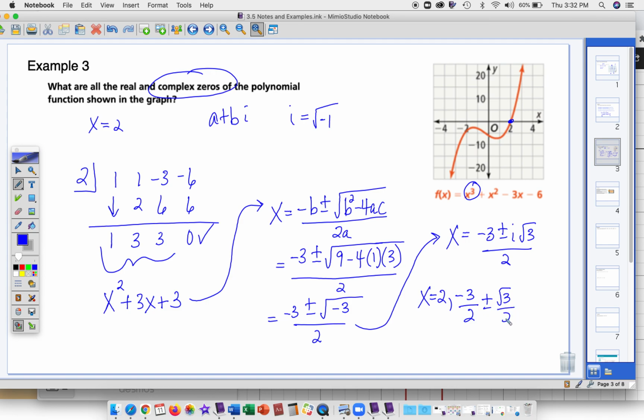So you might see it written this way. It doesn't really matter to me if you write it as a single fraction over 2 or if you separate the 2 fractions. Either way is fine. So there's our solutions, all the numbers from the complex set.